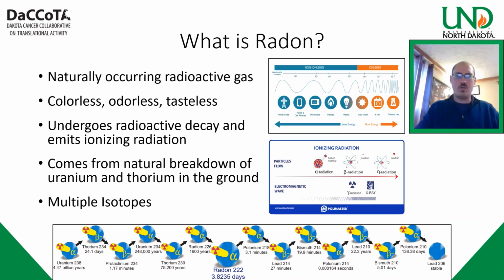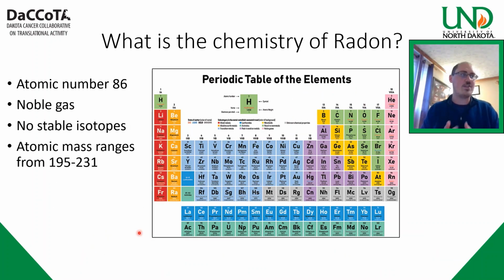So let's turn a little bit more to its chemical properties. Again, I told you its atomic number is 86, so radon is over here. It has 86 protons and then a variable number of neutrons depending on what isotope it is. It is a noble gas, so it doesn't really react with other elements, just like helium and neon. Those are noble gases. They aren't reactive. Obviously, it's radioactive, and there are no stable isotopes. So if you have radon, it's going to decay into something else. It just depends how fast, depending on the isotope. And the atomic mass ranges from 195 to 231.